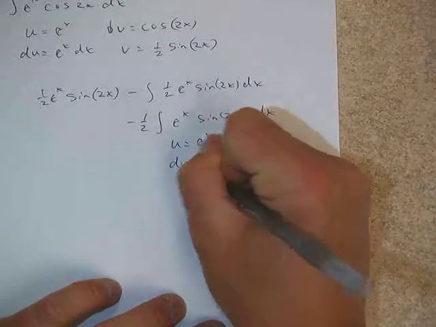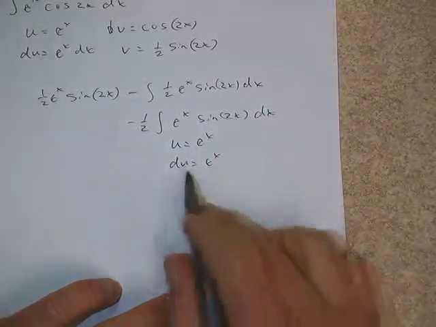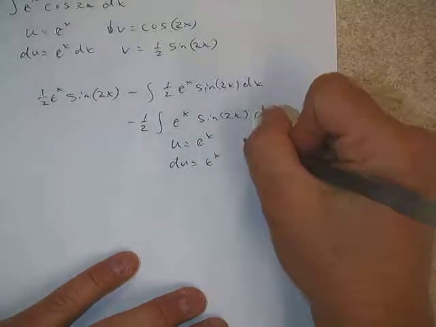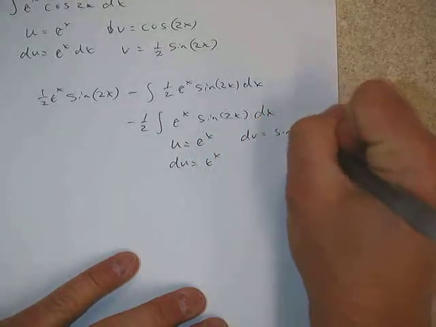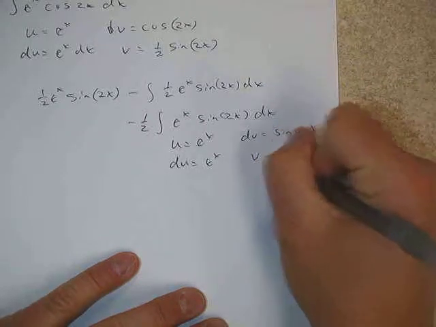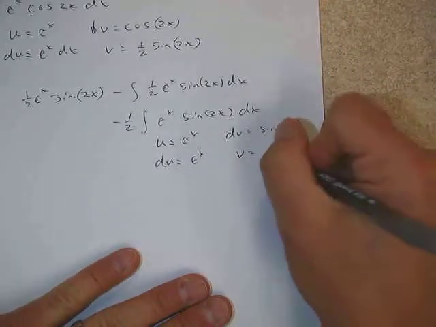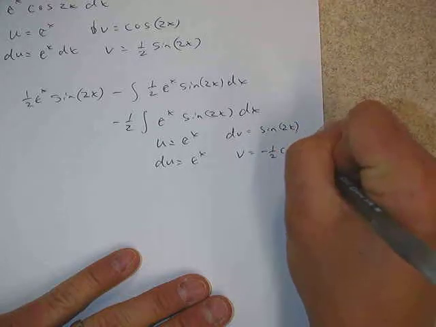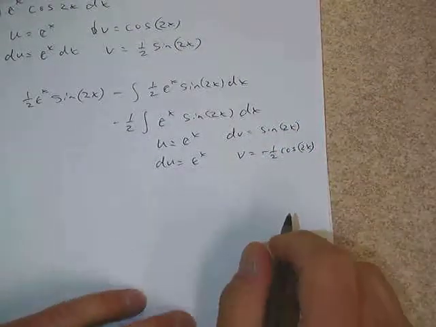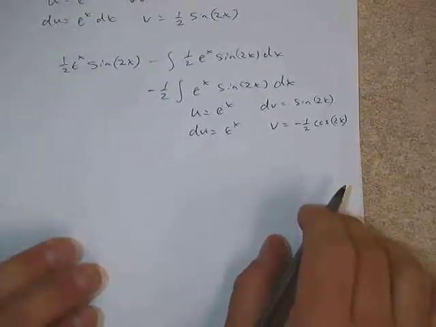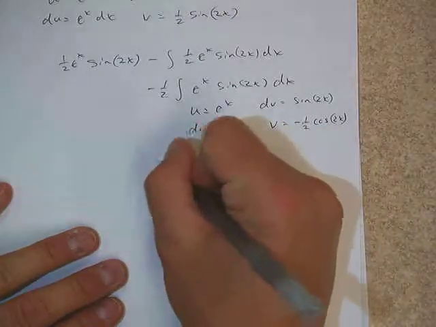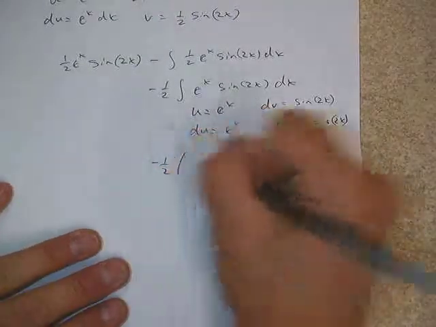Well, the answer is we do it again. And the good news is that this doing it again business, it's only going to be twice that we have to do this, which, like I said, that's the good news. So we'll let our u be e to the x again. du is going to be e to the x. Our dv is going to be sine 2x this time. And then our v is going to be the antiderivative of sine here, which would be negative 1/2 cosine 2x.